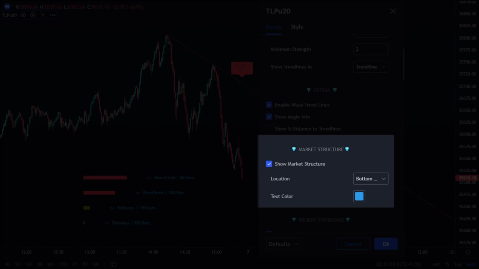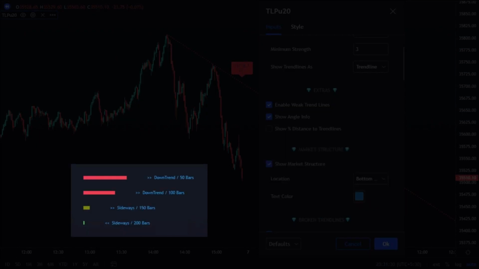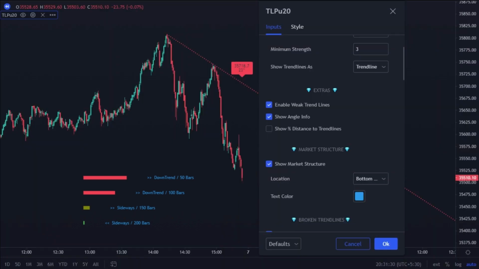The below setting will keep you informed on the current market structure, showing all the short, medium and long-term trends. With these settings, you can be sure of the direction of the trade you take.